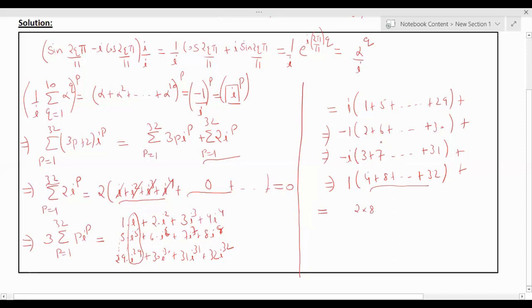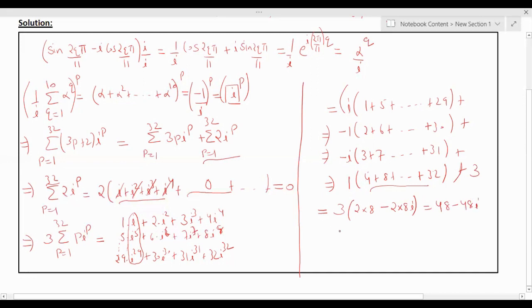Exactly the same thing is happening with the imaginary parts, but the negative values are higher. So you will have 2 into 8 negative I. But mind it, all the terms are multiplied with the constant 3. So when you simplify this, you will get 48 minus 48I.